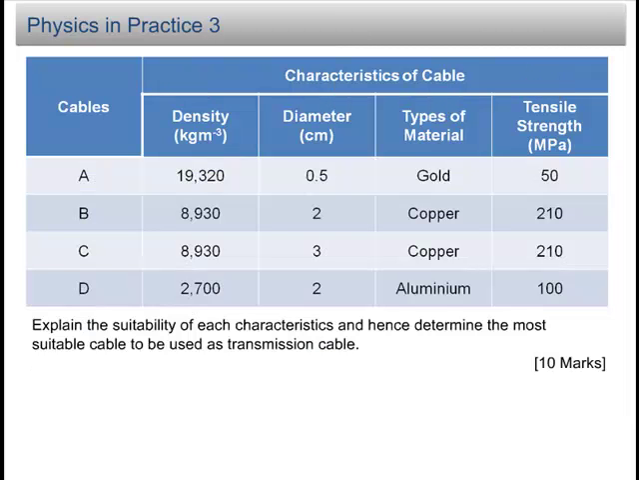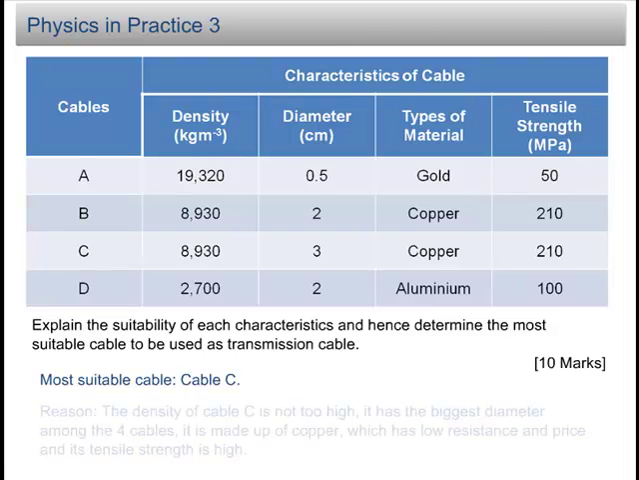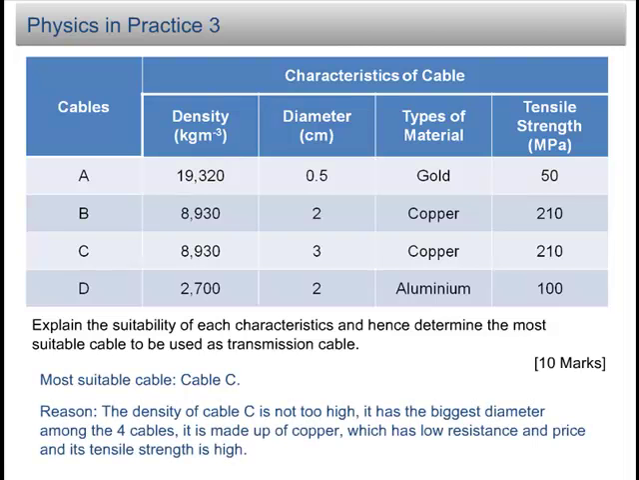In the second part of the question, you are asked to determine the most suitable cable. In this case, the most suitable cable is cable C. The reason is the density of cable C is not too high. It has the biggest diameter among the 4 cables. It is made up of copper, which has low resistance and price, and its tensile strength is high. You will get 1 mark for the correct cable chosen and 1 mark for the reason.